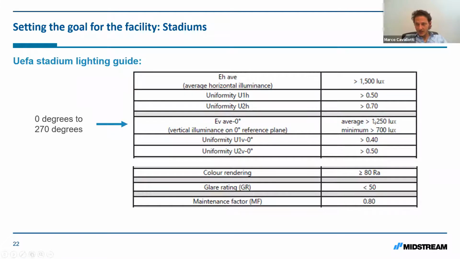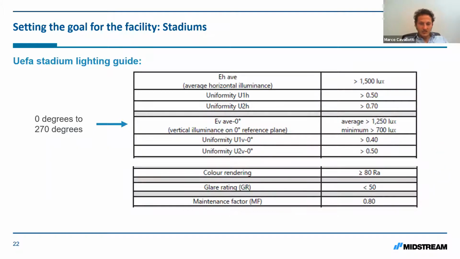The prescriptions are here. You can see the average should be at least 1,250 lux. The minimum should exceed 700 lux. And the 2 uniformities: U1 vertical, here it's only shown for 0 just because of the space, but it should go from 0 to 270 degrees. U1, the minimum-to-maximum ratio uniformity, should exceed 0.4, and the minimum-to-average uniformity should exceed 0.5. We have skipped some of the requirements because they're very long and complicated to explain in these sessions.